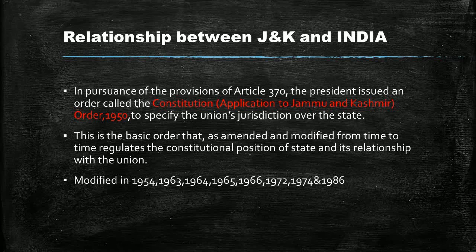Now coming to the relationship between Jammu and Kashmir and India. In pursuance of the provisions of Article 370, the President issued an order called the Constitution Application to Jammu and Kashmir Order 1950 to specify the Union's jurisdiction over the state. It is basically an order that gives effect to the provisions of Article 370. The provisions of Article 370 are not directly implemented in the state of Jammu and Kashmir, but they are implemented by a presidential order which specifies how much control the union government has over the state.